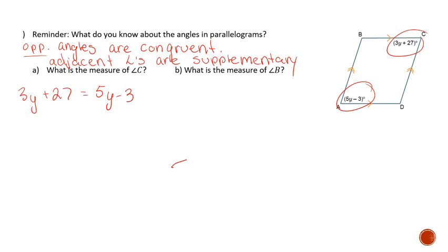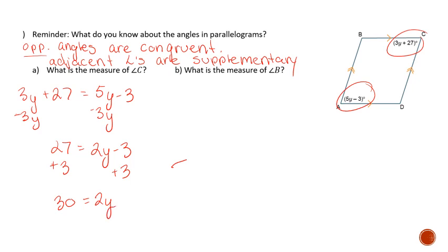So we have variables on both sides of the equation. What I do is I always move the smaller variable to the other side. Helps prevent getting negative numbers. We have 27 equals 2y minus 3. Add 3 to both sides. You'll have 30 equals 2y. You divide by 2, and y equals 15.